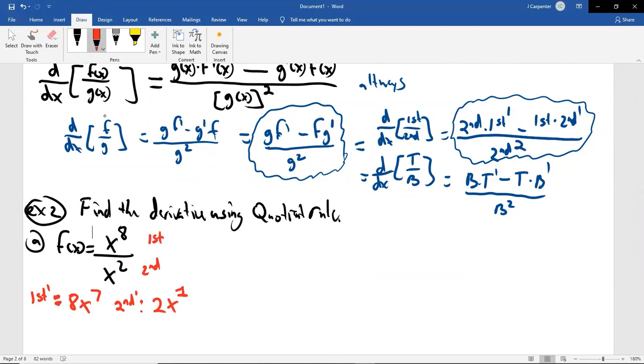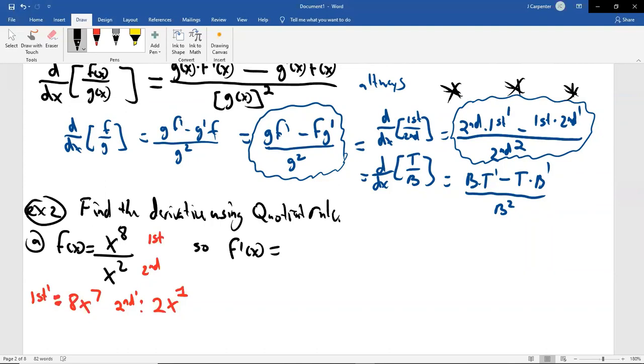So we got our top, our bottom, a derivative of our top, a derivative of our bottom. Those are the 4 pieces we need. All those 4 pieces go on the top, and then there's just an extra bit in the denominator. The denominator happens to be the original denominator squared. Okay, so f prime of x.